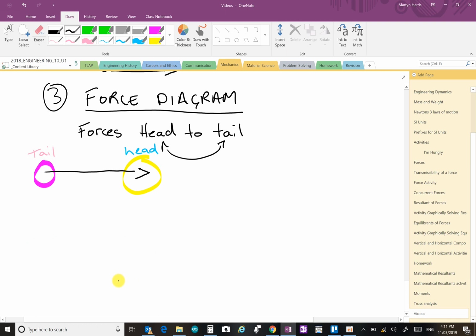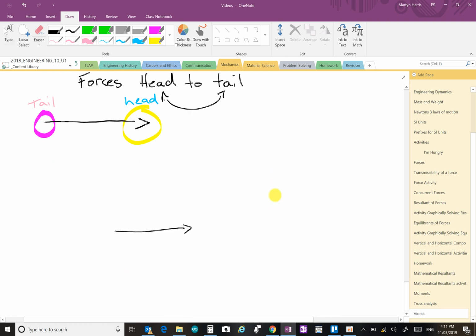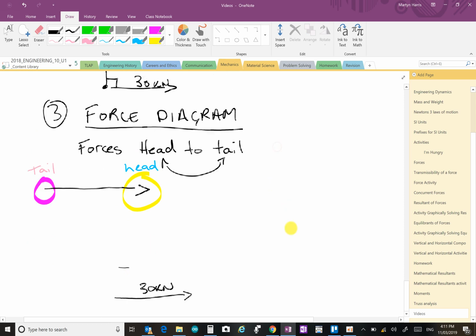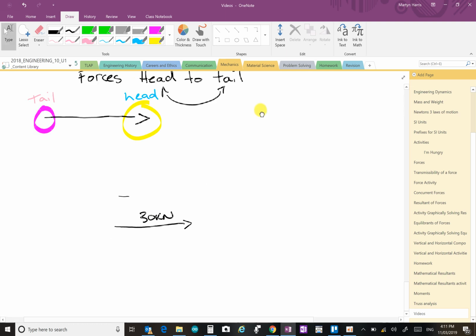Okay, so we're going to start off with the first force, which is a 30 kilonewton force, and it's acting in the right direction. So I'm going to write that in, 30 kilonewtons. And the next force that we have acting is our 20 kilonewton force, which is just here. Okay, so we're going to draw that in head to tail, and that just goes directly up. And that's 20 kilonewtons acting in that direction.